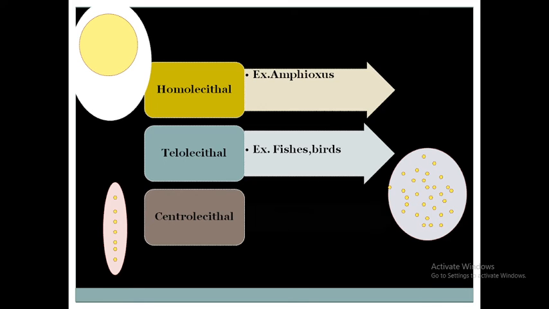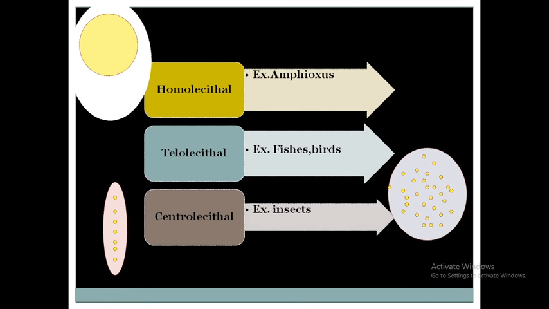And the next type is centrolecithal. If the egg has yolk, but that yolk is situated along the central axis of the egg, then that type of egg is called a centrolecithal egg. Such eggs are observed in insects.